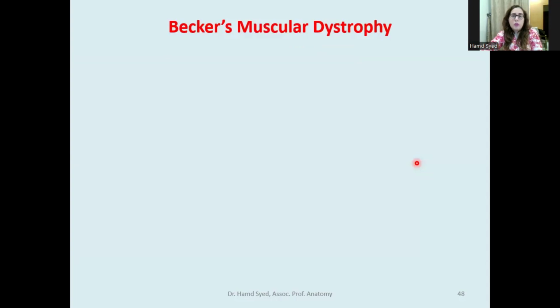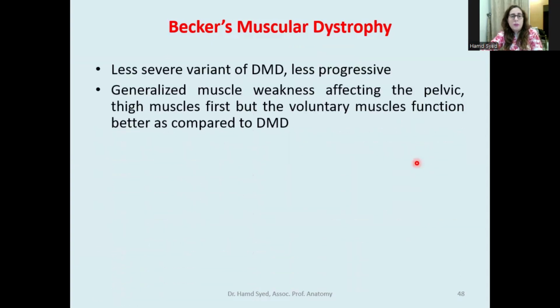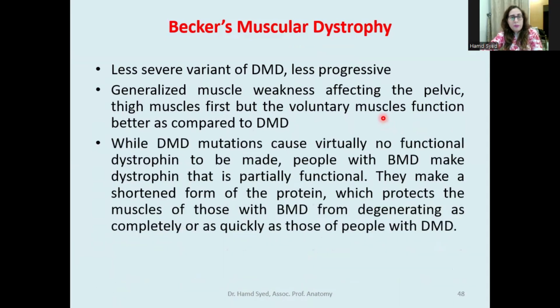There is another condition known as Becker's muscular dystrophy. It also comes under the umbrella term of muscular dystrophies. It is a less severe form of Duchenne's muscular dystrophy. It is less progressive. There is a generalized muscle weakness affecting the pelvic and thigh muscles first, but generally speaking, the voluntary muscles will function better as compared to Duchenne's muscular dystrophy.